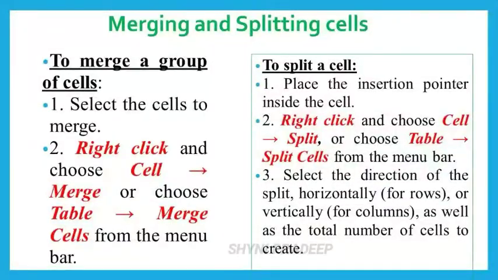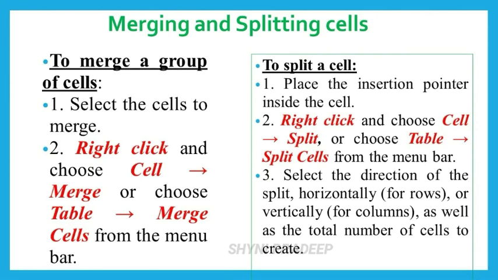Next topic is merging and splitting cells. To merge a group of cells, first you have to select the cells to merge and then right click using the mouse. Then select the cell merge option. Otherwise, select table merge cells from the menu bar.